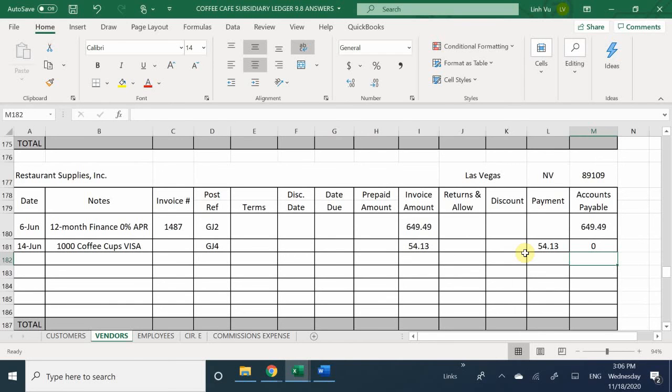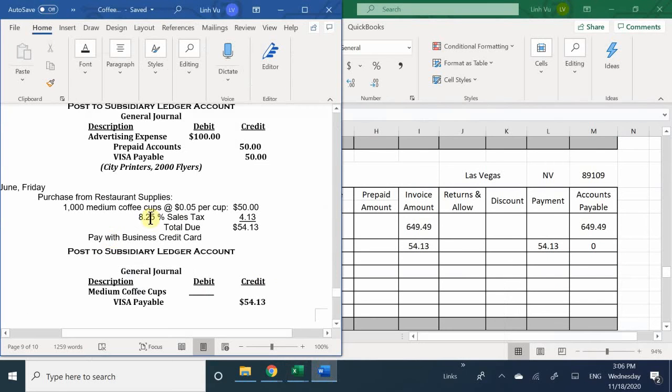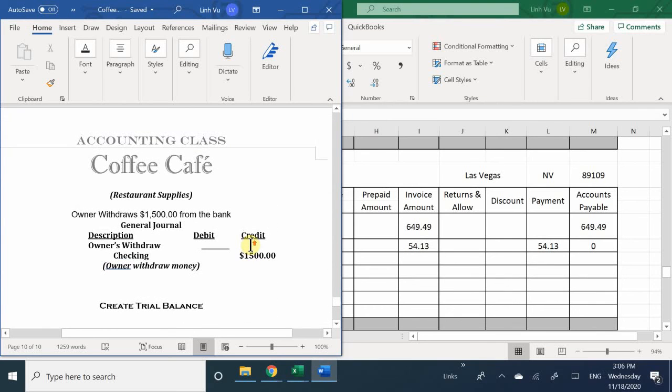All right, let's go ahead and deal with the very last transaction of the 14th, and then we'll wrap up with our trial balance. So here we are. Okay, of course, I'm the accountant, so Bob is the owner of Coffee Cafe, and he decides to pull out $1,500 from the bank. All right. So because he's withdrawing from the bank, what are we going to journalize here?